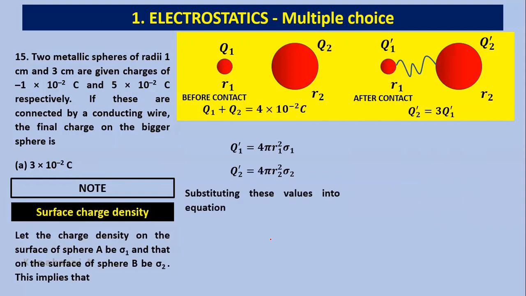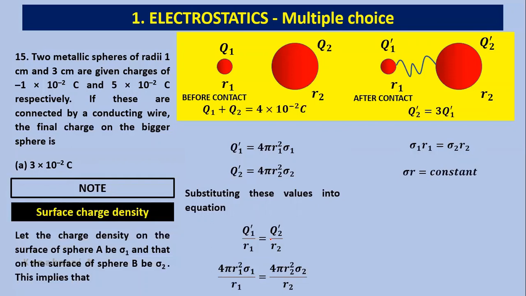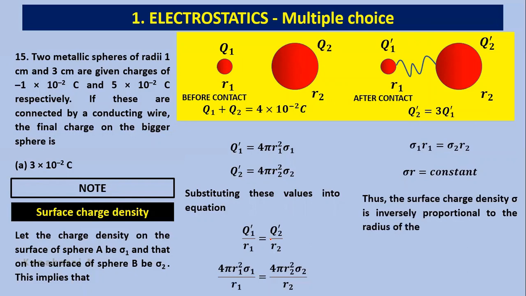Let us substitute this in the formula Q1 prime by R1 equals Q2 prime by R2. This is what we get after equating V1 equal to V2. So we substitute Q1 prime and Q2 prime in this formula, and we get sigma 1 R1 equals sigma 2 R2. The general formula is sigma R equals constant. So when sigma is more, R is less. When sigma is less, R is more. So they are inversely proportional. Thus, the surface charge density sigma is inversely proportional to the radius of the sphere.